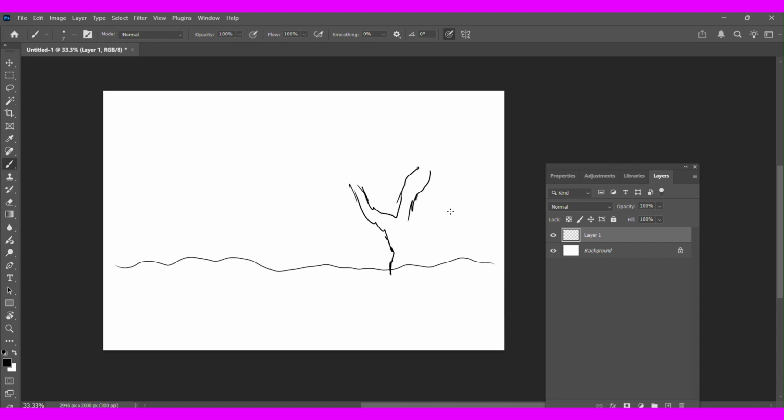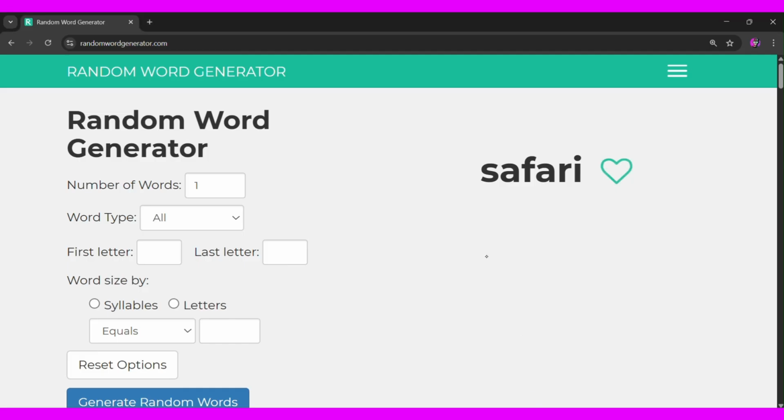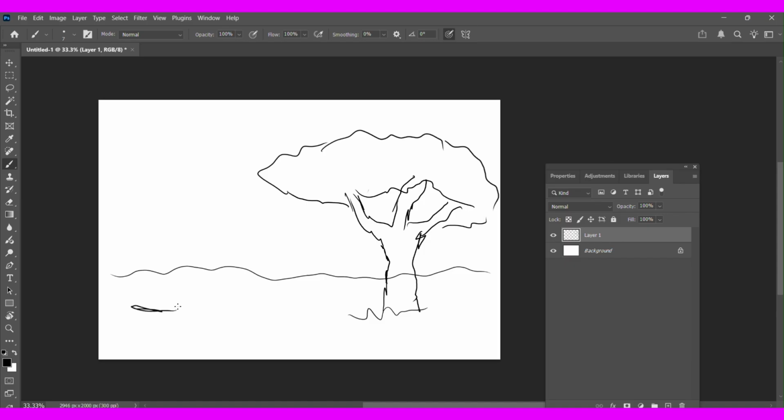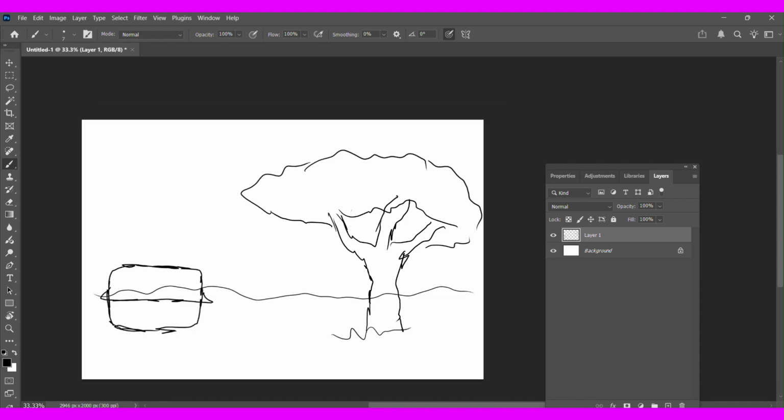I will start with the background. The action will take place in a safari setting. The second word is buffet. After thinking for a bit, I'm drawing a food storage container, a buffet of sorts.